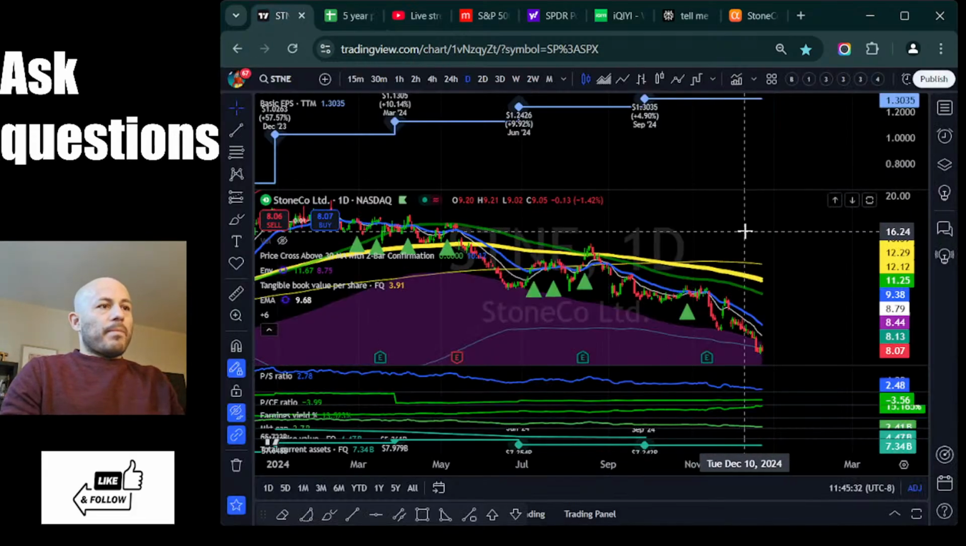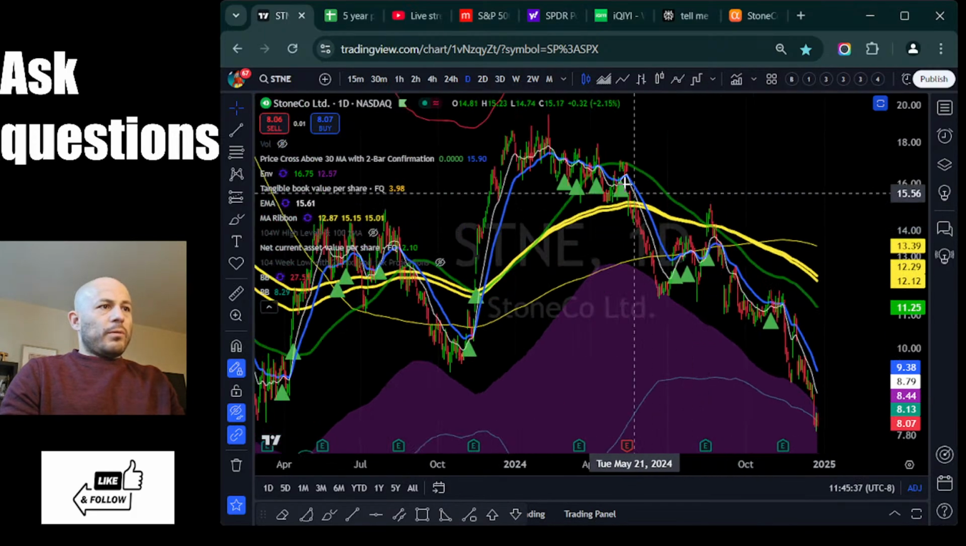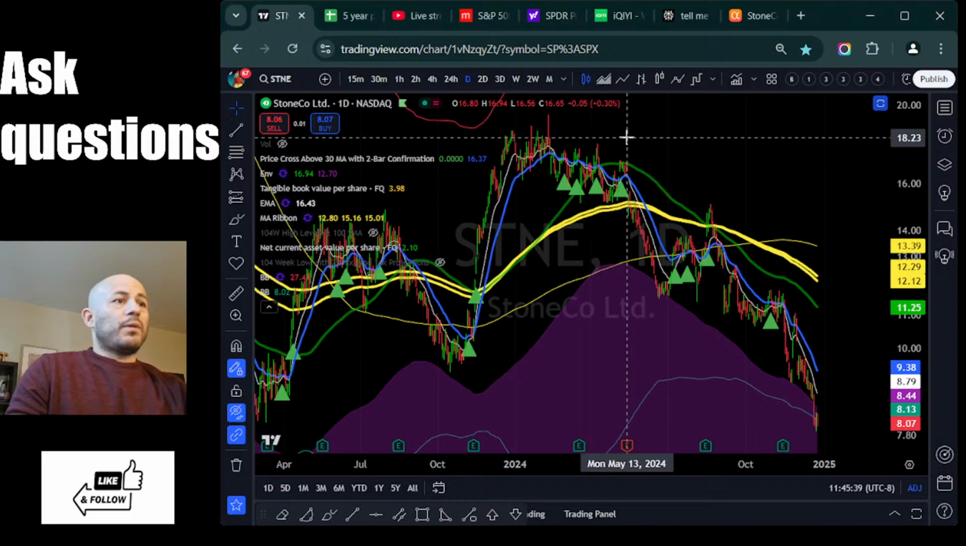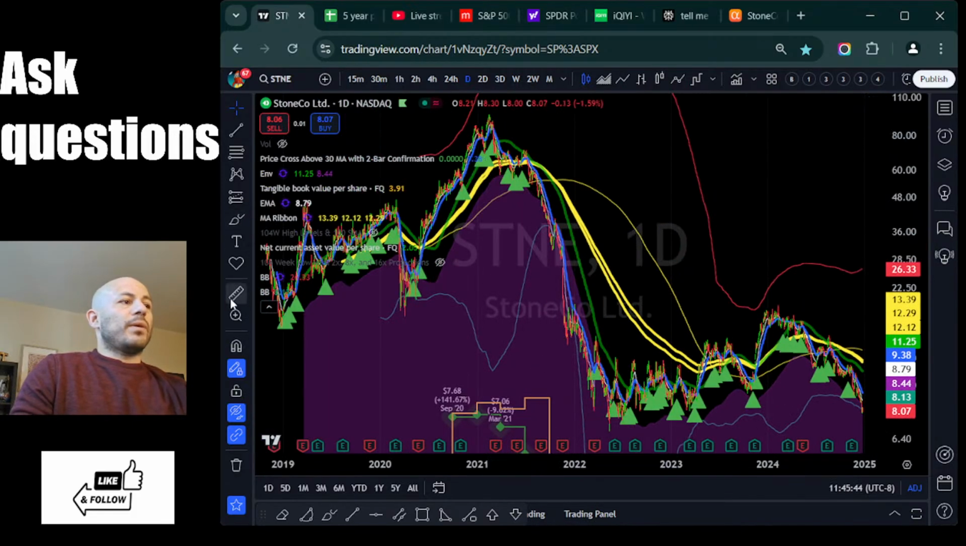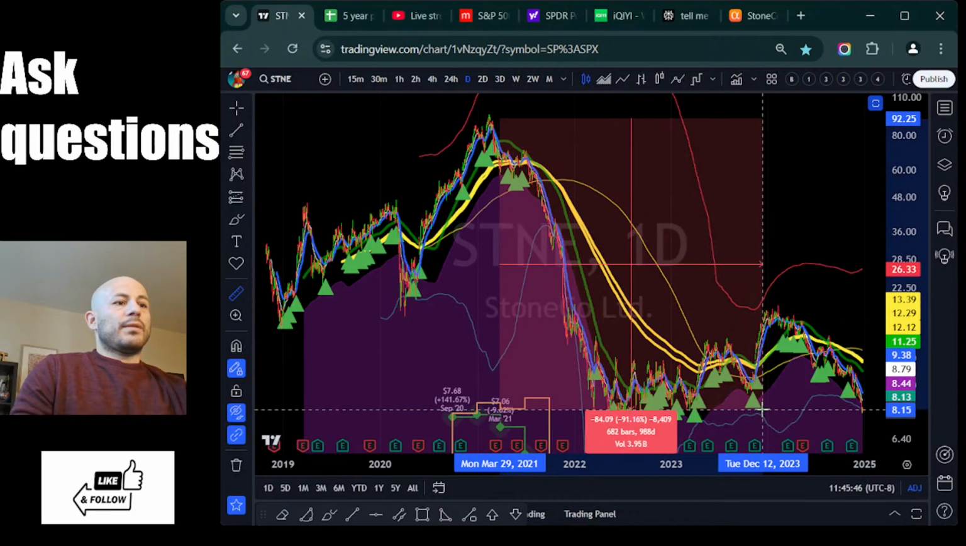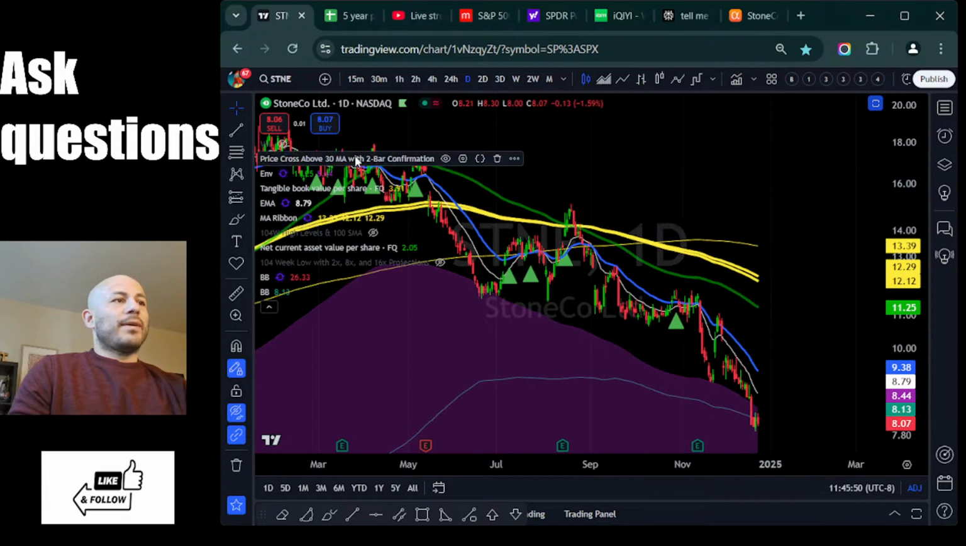It's getting beat up. Rarely does it go into the purple. It's down more than 50% from the short-term highs, and this is like what, 90%, 91%. Ugh, what a mess. I'm long that. Okay.